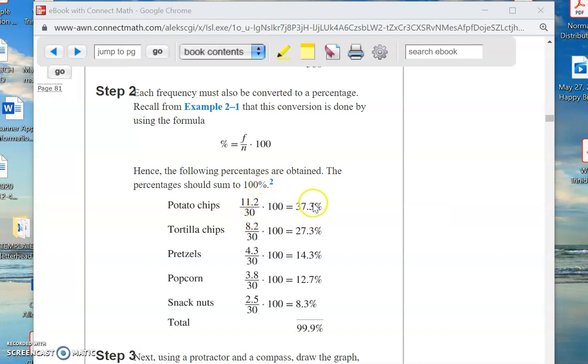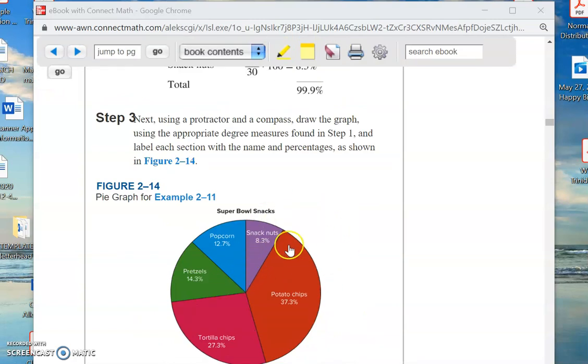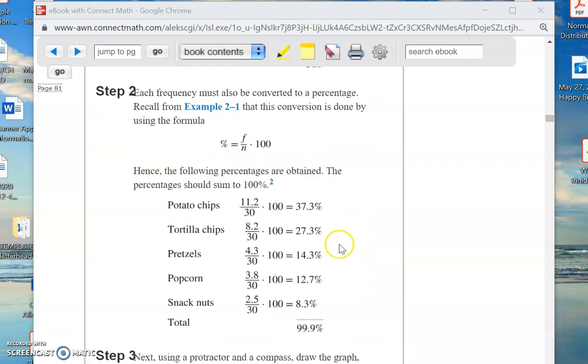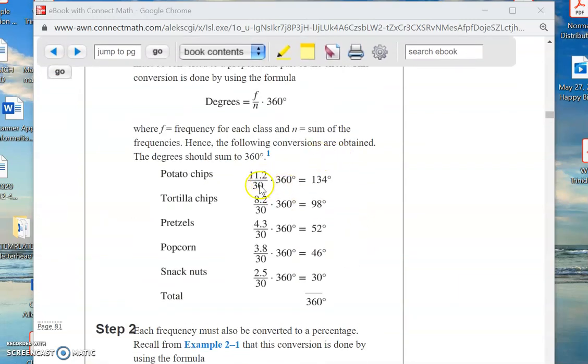That gives you 0.373. Multiply it by 100, that gives you 37.3%. Okay, so that's the percent. But how are you going to put that percent into a pie graph? You need degrees, right? So if you need degrees, you take this 11.2 divided by 30 and you multiply it by 360 degrees, because there's 360 degrees in that circle.